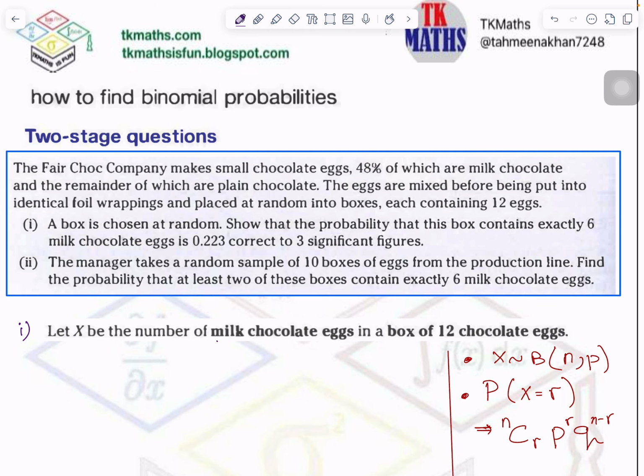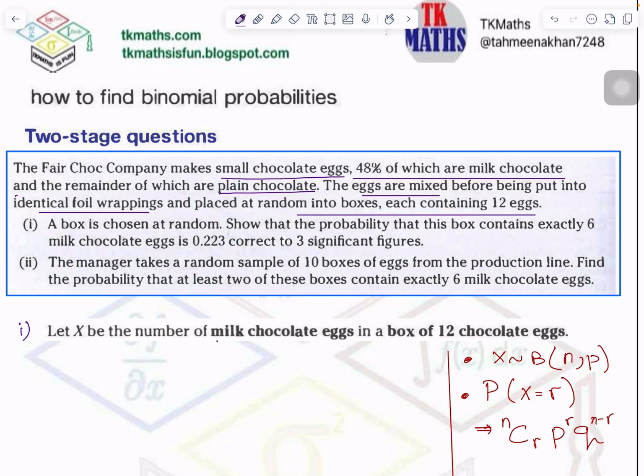Okay, so now let's see this question. The Fair Coke company makes small chocolate eggs. Always highlight the key points in the question. 48% of which are milk chocolate eggs and the remaining are plain chocolate eggs, right? And these are mixed and then packed in boxes. And in each box there are 12 eggs. So the situation is all clear. We are wrapping them in identical foil wrapping.